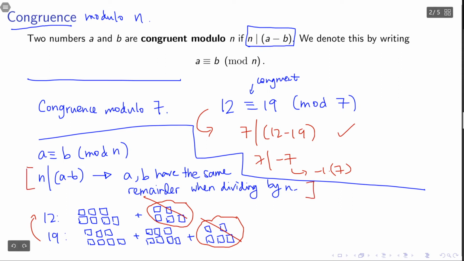In fact, this is an if and only if statement. So let me write that down properly here. If and only if A and B have the same remainder when dividing by 7. And the big idea here behind congruence is that there are applications where really we only care about the remainder of certain numbers when you're dividing by n. And I'll give you an example here.